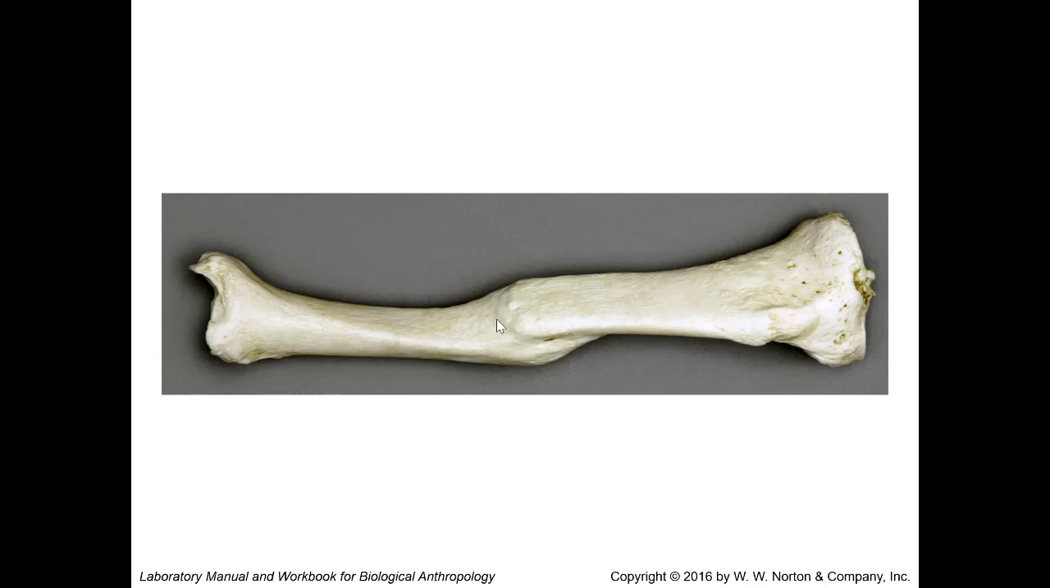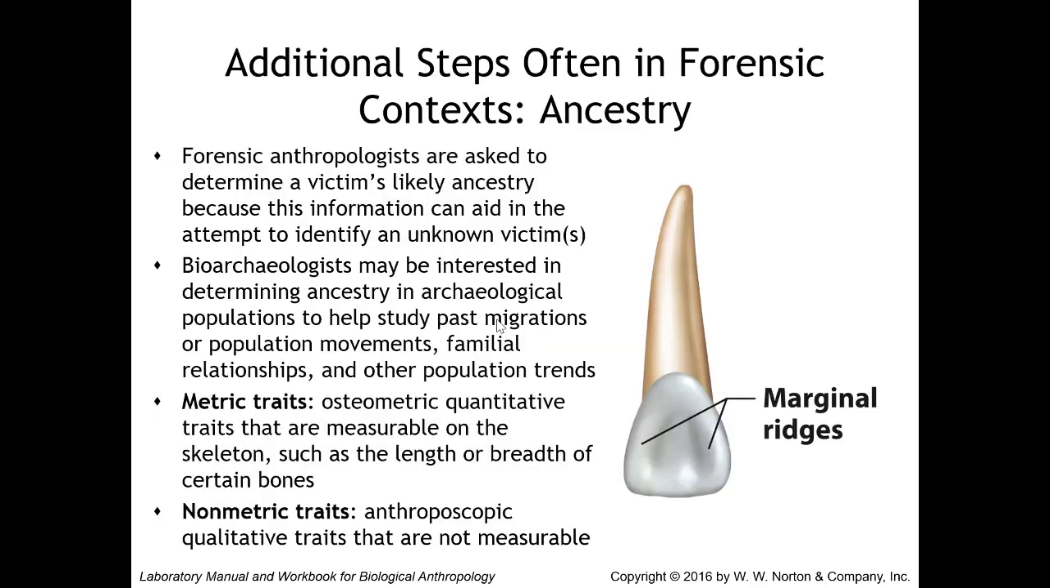Right, so the last thing that we look at, the last forensic anthro step we do is ancestry. No, the first step. Sorry, now we've done the bioarchaeology and forensic. The first additional step is looking at ancestry. So forensic anthropologists are asked to determine a victim's likely ancestry because this information can aid in the attempts to identify an unknown victim or victims.